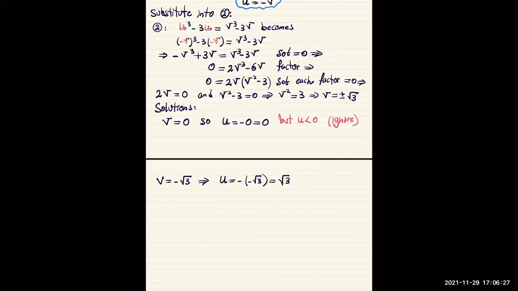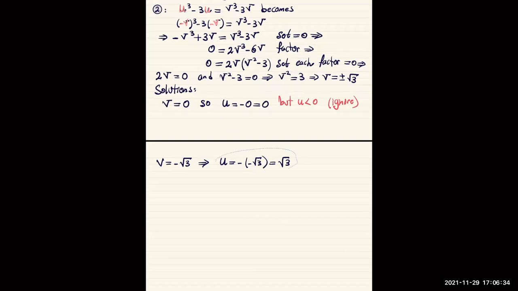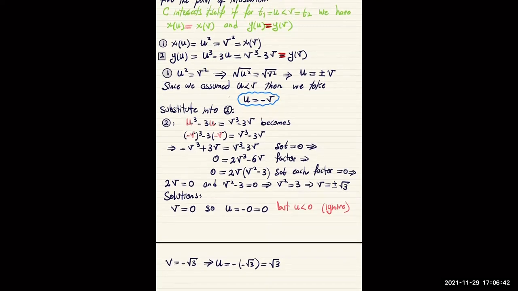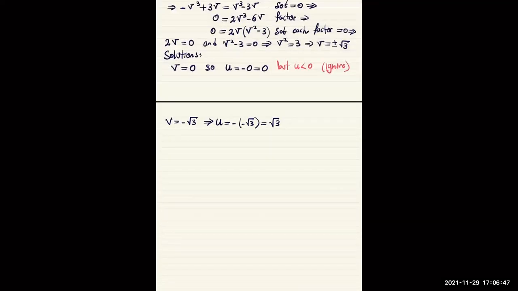So can v equal to negative root 3 and u equal to root 3 be the solution? Again, we are saying what? u is less than v. No. V is negative root 3, u is positive root 3. Here, actually, v is less than u. So you could ignore that also.